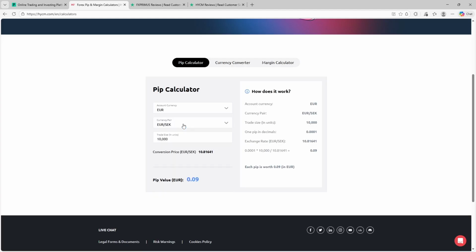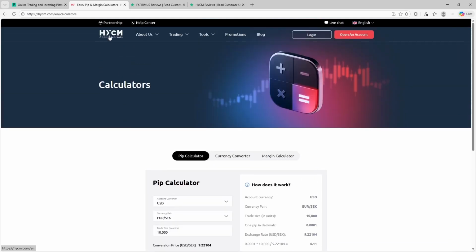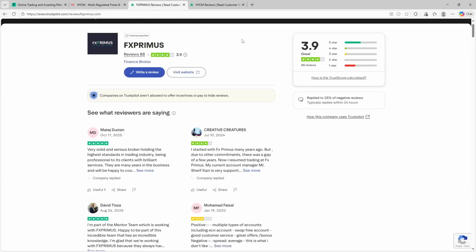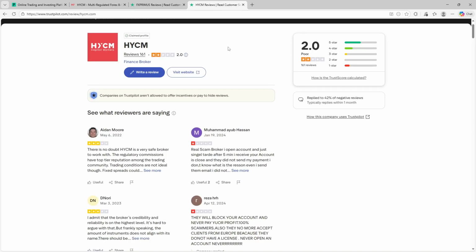Looking at user sentiment for additional context, FXPrismus currently holds a Trustpilot rating of 3.9 out of 5, with reviewers frequently mentioning professionalism, responsive account managers, and platform reliability, while some note average spreads and limited promotional flexibility. HCYM holds a Trustpilot rating of 2.0 out of 5, with mixed feedback that includes praise for regulatory credibility and safety, alongside criticism related to customer support responsiveness, trading conditions, and account issues.